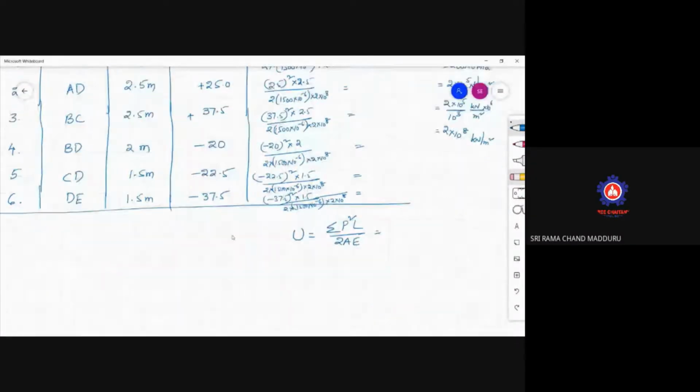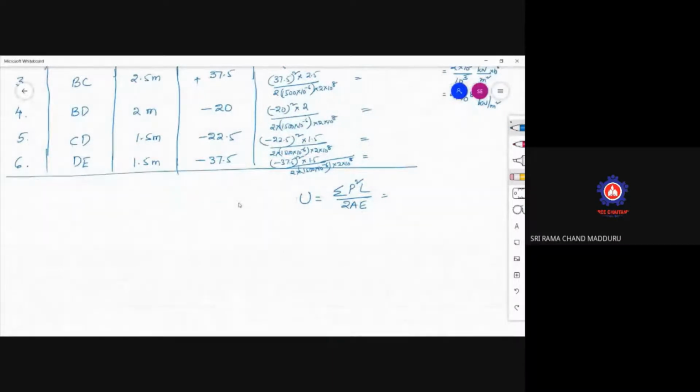If you get this U value, then deflection delta is nothing but 2U by W, or 2U by P. P or W both are the same here. So in that way, all the units will be converted in terms of kilonewtons and meters. So the final unit will be in meters only.